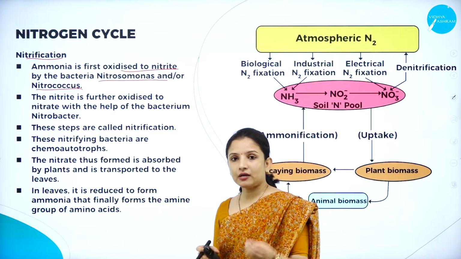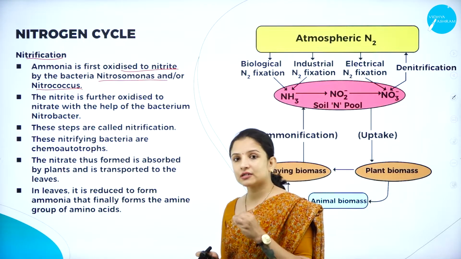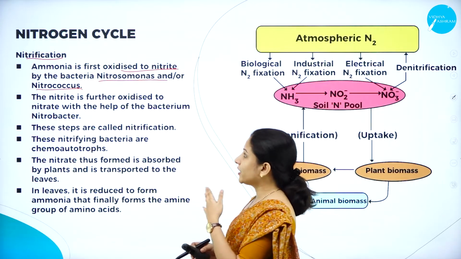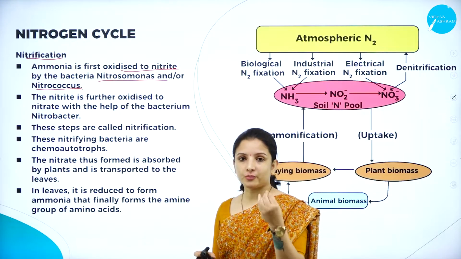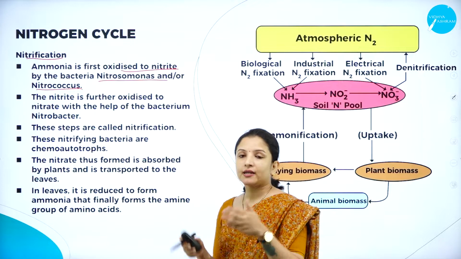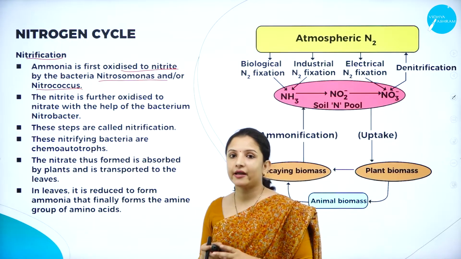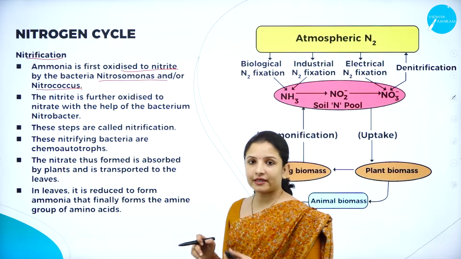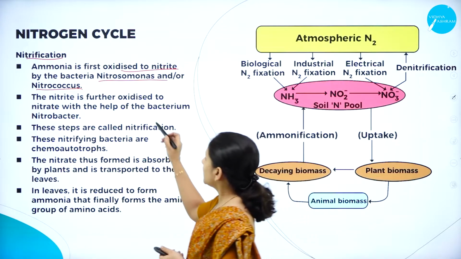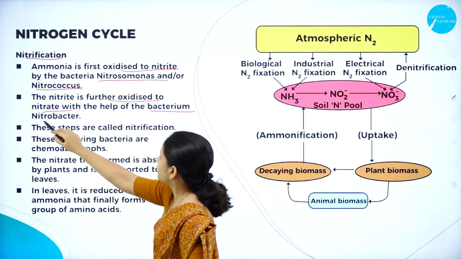So the conversion of ammonia to nitrite is called nitrification. So how does the conversion occur? Of course, all that process we had studied, how ammonia combines with oxygen to form nitrite, and then nitrite combines with oxygen to form nitrate. So if so much process has to occur, plants alone cannot do that. So they take the help of the bacteria, that is Nitrosomonas bacteria or Nitrococcus bacteria, and the nitrite is further oxidized to nitrate with the help of the bacterium Nitrobacter.